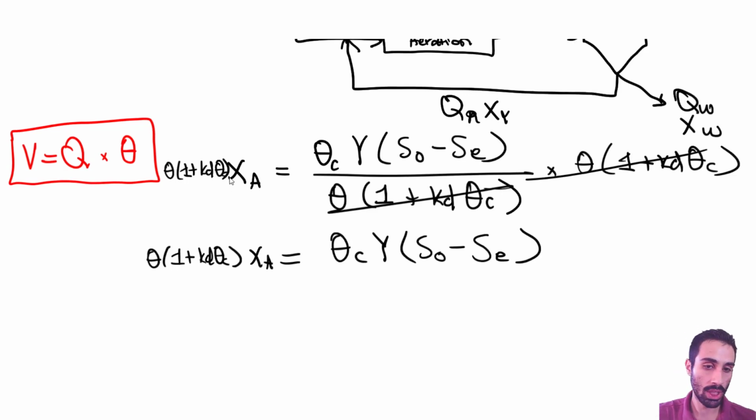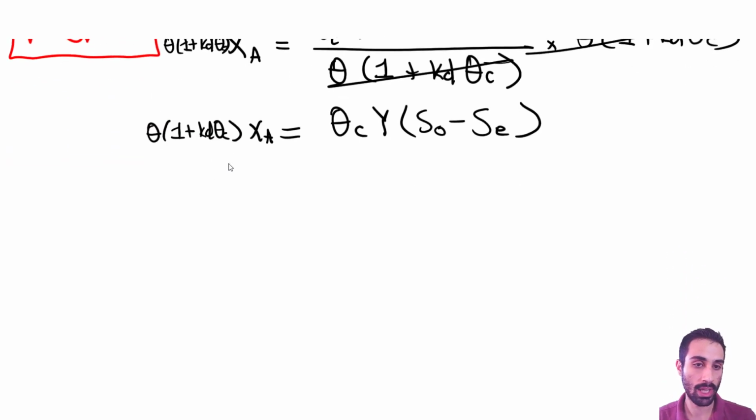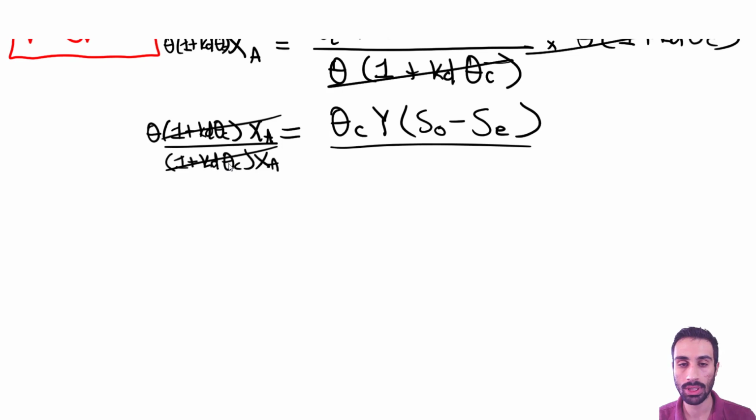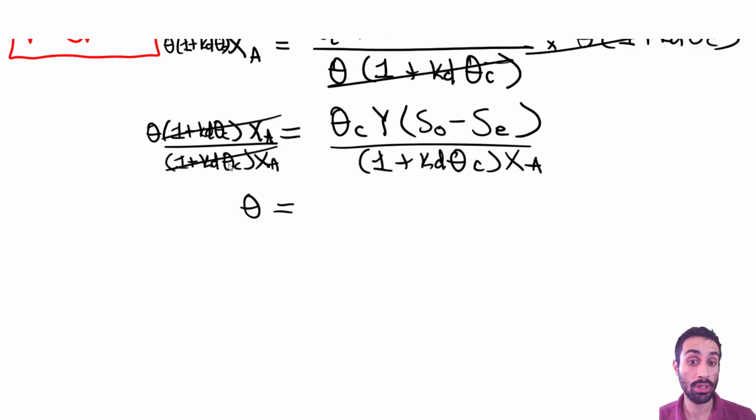So now we're basically done, right? You just solve for theta by itself. So what you can do is divide this whole side by 1 plus KD theta C. Then that cancels, but what you do to that, you must do to this side: 1 plus KD theta C times XA. So now you solve for theta, which is your detention time or hydraulic residence time, using this equation.